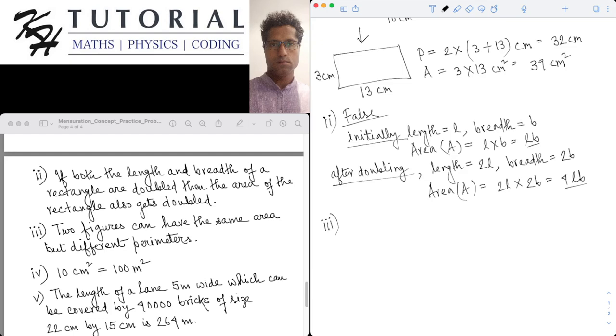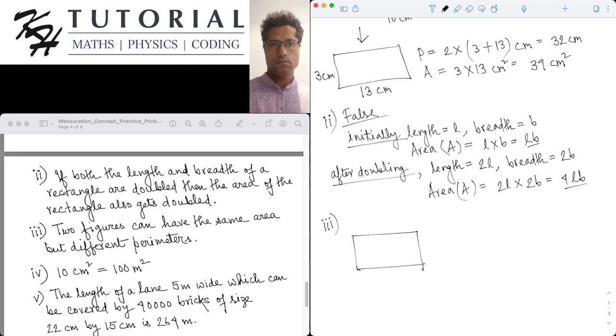Now for a square, you know this, for a square this will be false, because for a square if the perimeters are same, the area has to be same, because a square has only one dimension, which is side. So if side is same, then perimeter and area will also be same. So let's see if this is true or not for a rectangle: two figures can have the same area but different perimeters.